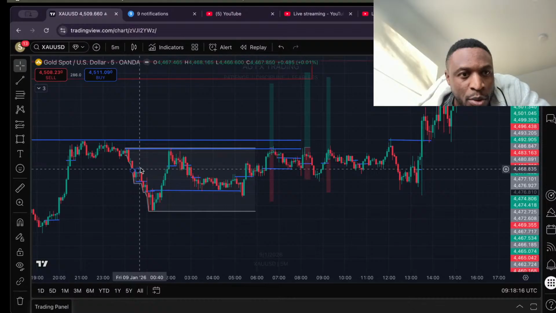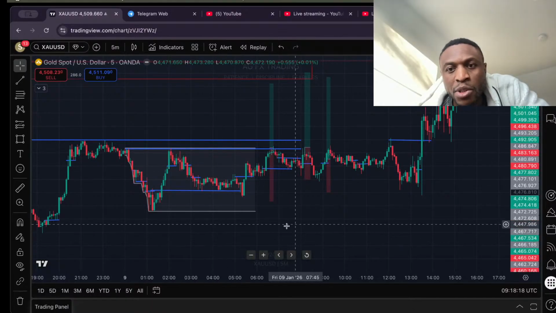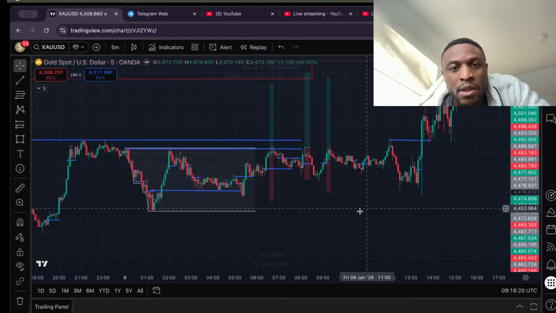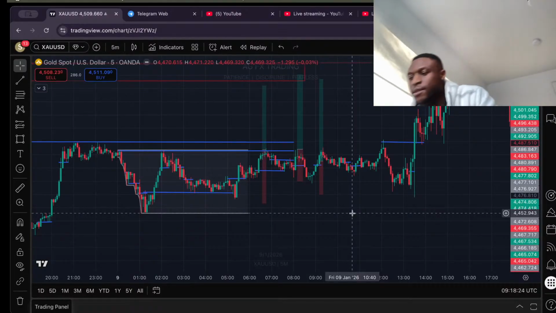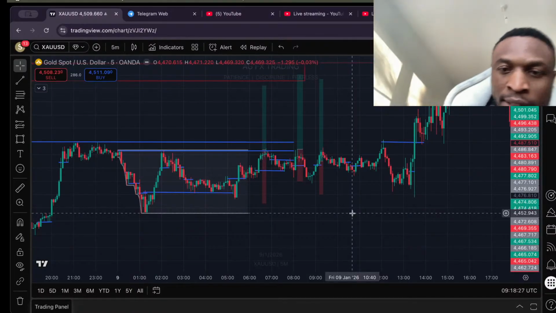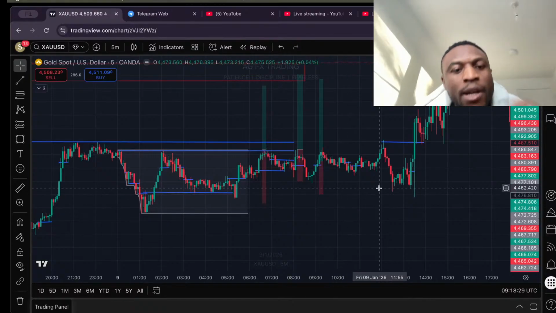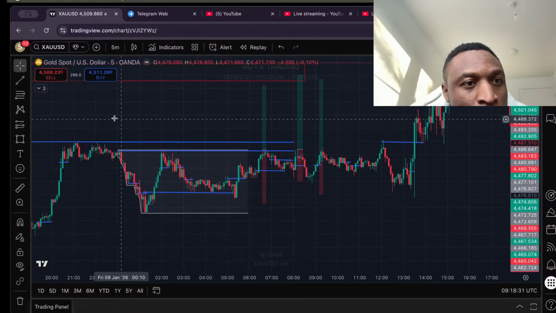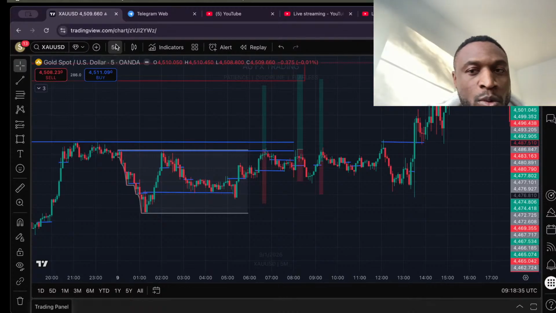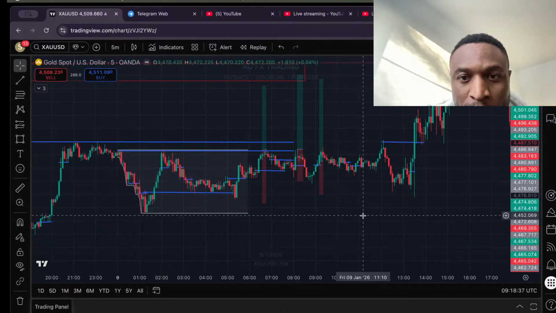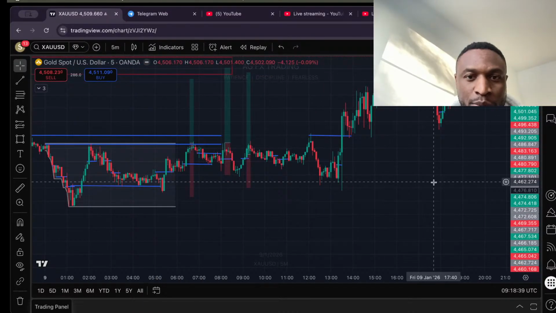The way I do it, my strategy is simply break and retest, and then inducement. So I consider two things while I analyze the market: break and retest, and then inducement. For the break and retest, I go down to the 1-minute time frame to map out my key zones. Let me show you.